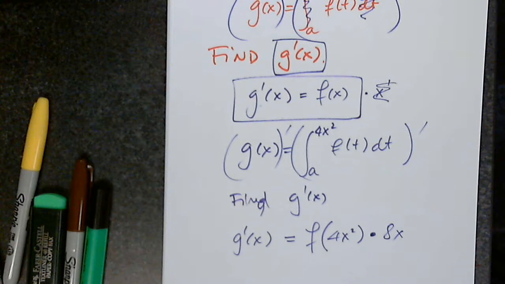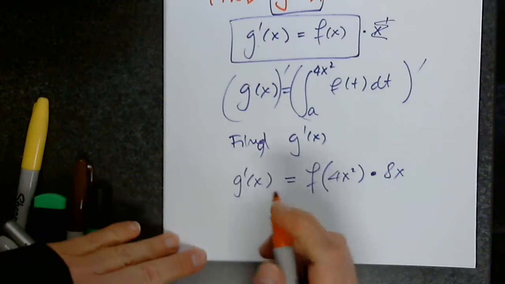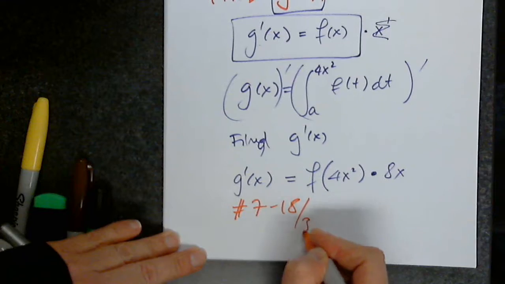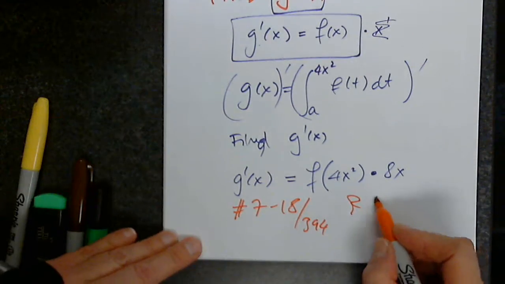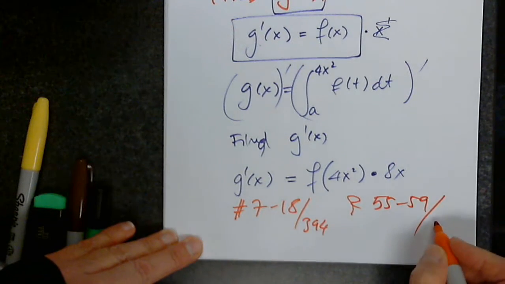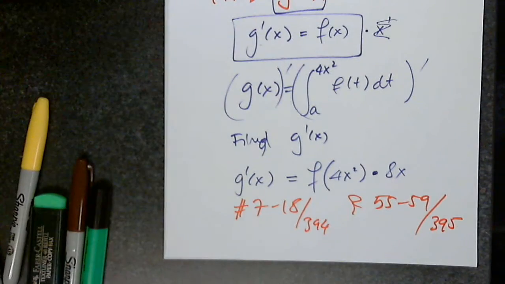I want to work on this now with examples. On page 394, I would like to go through 7 through 18, and also 55 through 59 on page 395. Ready? Please choose.